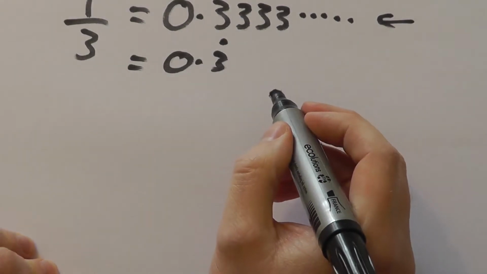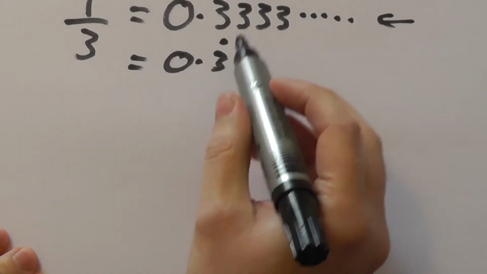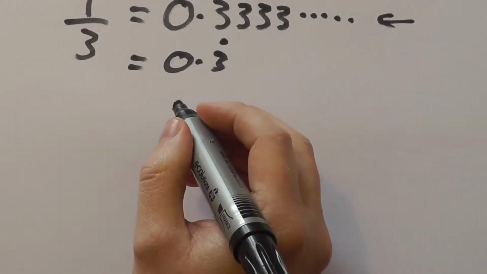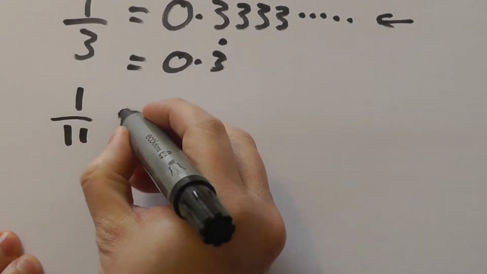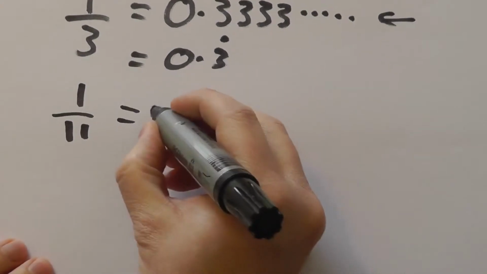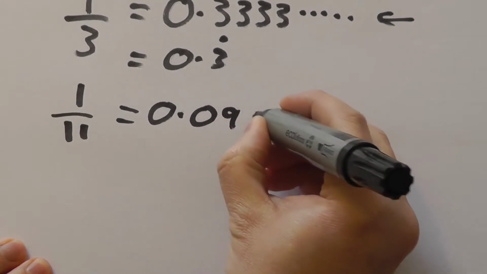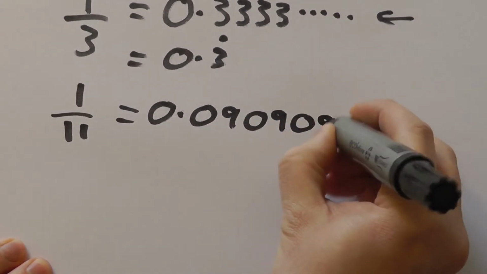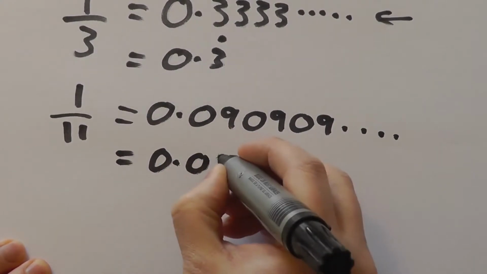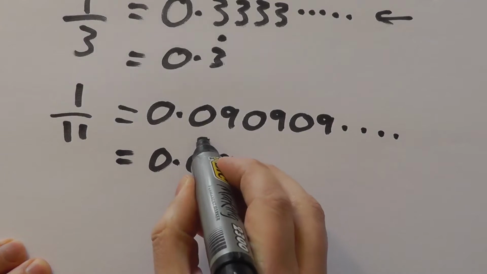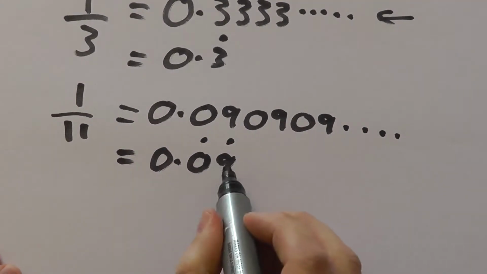By the way, it doesn't have to be a single digit that repeats. You can have 1 divided by 11, which is 0.090909 going on forever, and you can write that as 0.09 with a dot over the numbers where the repeat starts and ends.